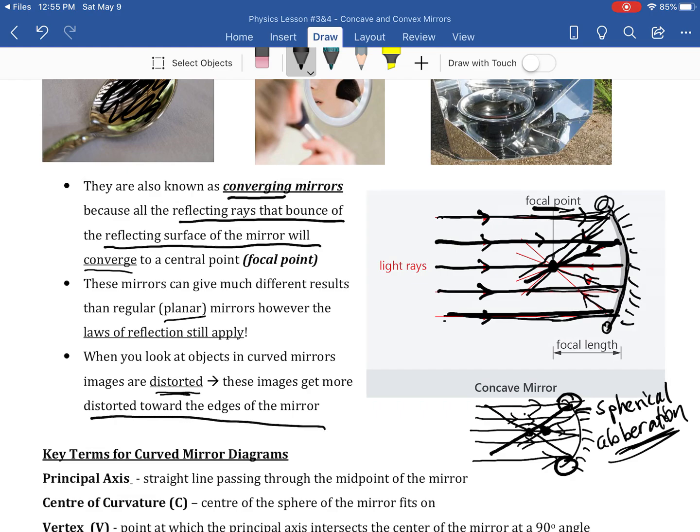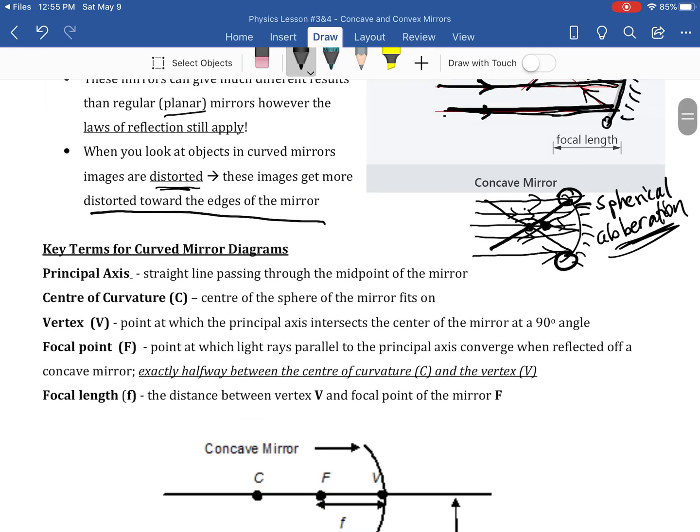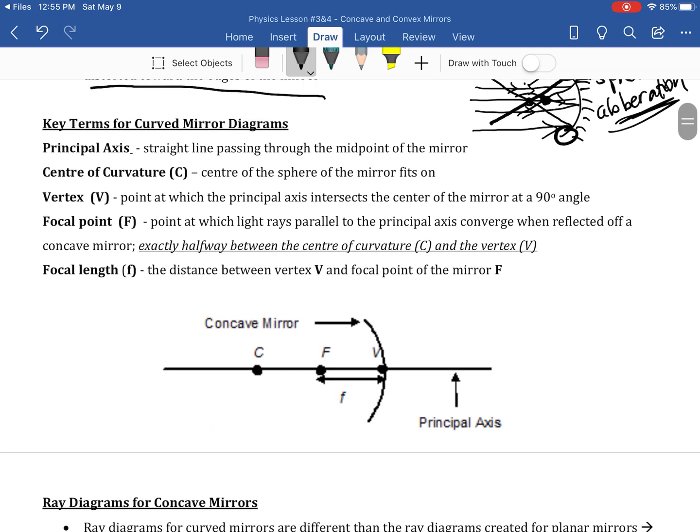These images get more distorted towards the edge of the mirrors, called spherical aberration. So let's take a look at the diagram for curved mirrors. There's a couple of things you need to know. So first thing is the principal axis. It's a straight line passing through the midpoint of the mirror. So here is the principal axis.